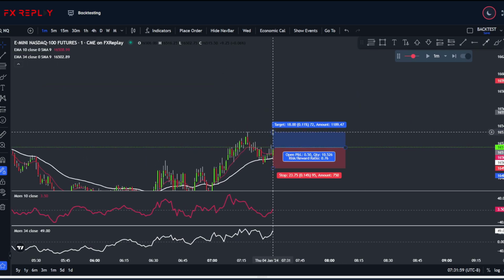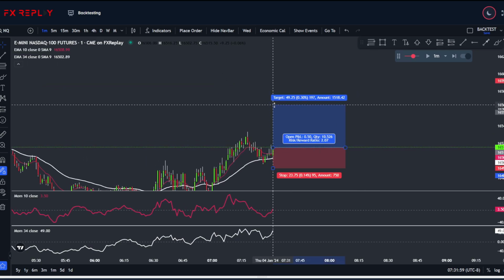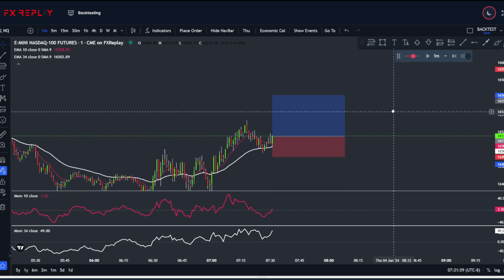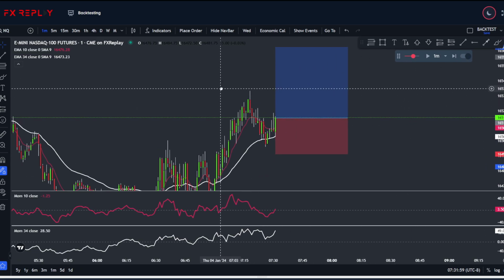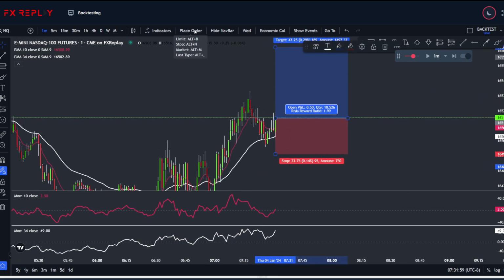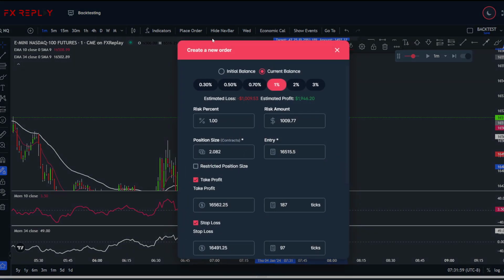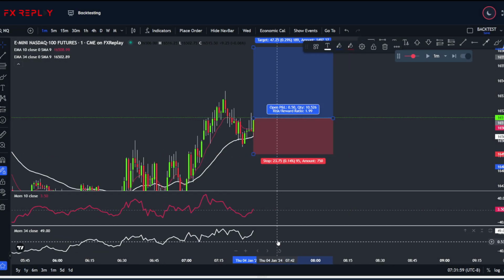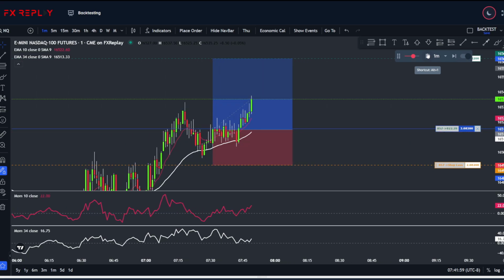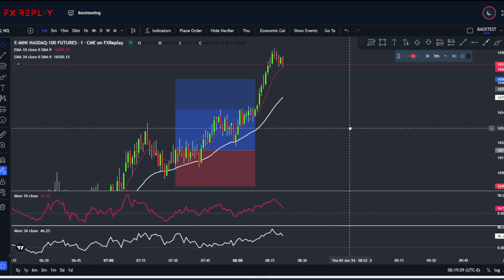Stop loss below, 2-to-1. Trade number 3. We'll probably do one more after this, and then we will just fast forward through the rest. There you go, TP. So this one is a buy and a win.